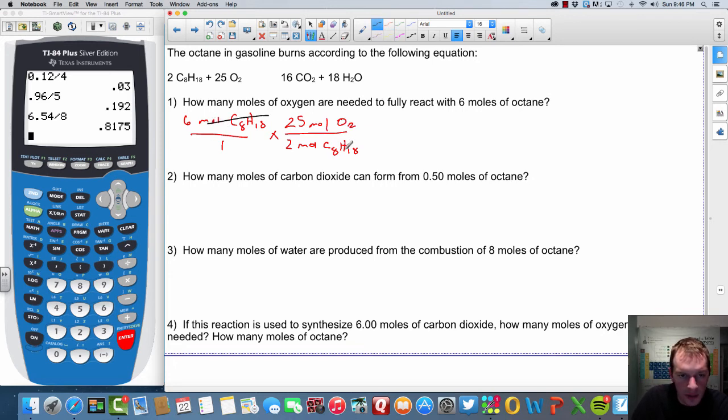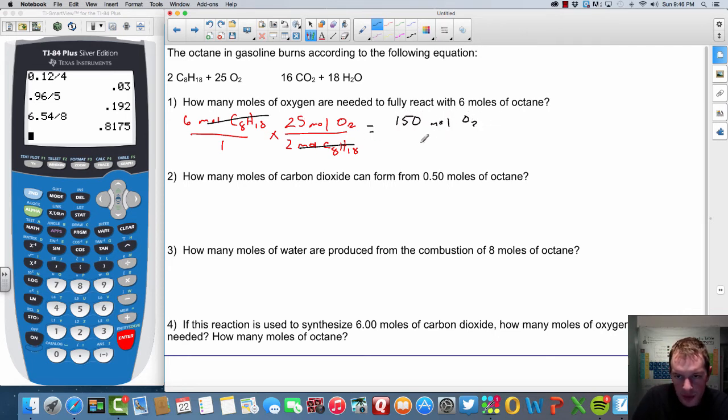Come over here, our moles of octane cancel. Well, 6 times 25, which is equal to 150 moles of O2 divided by 2. We don't even need to go to our calculator for that. We can see that it's going to be 75 moles of O2, maintaining only one significant figure. We would call that actually 80 moles of O2. Okay, pretty simple, right? Next example.